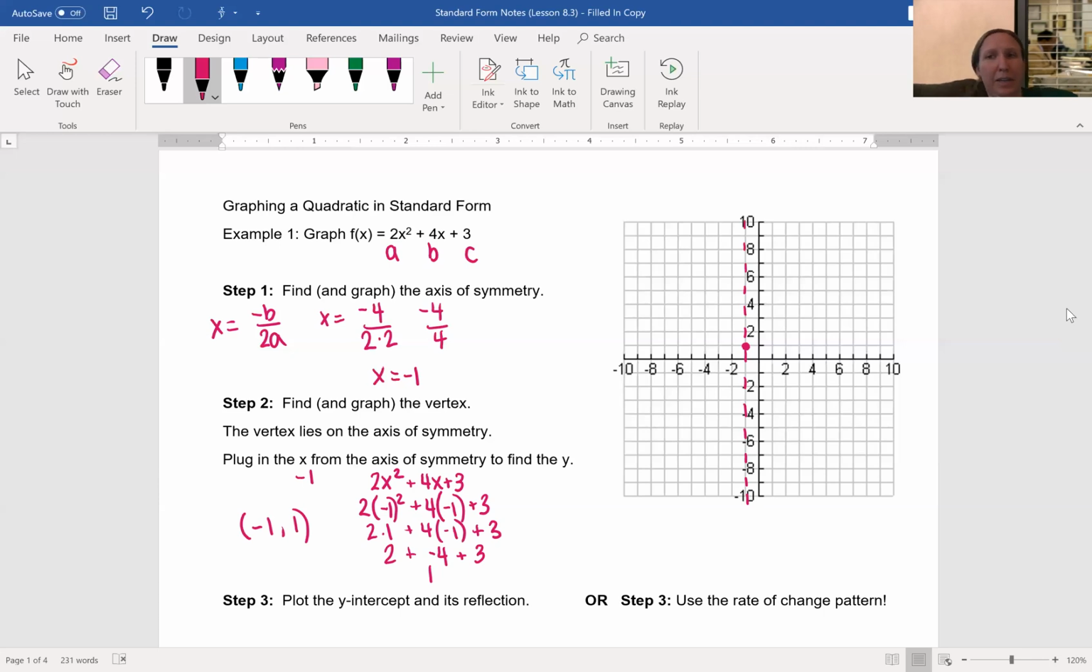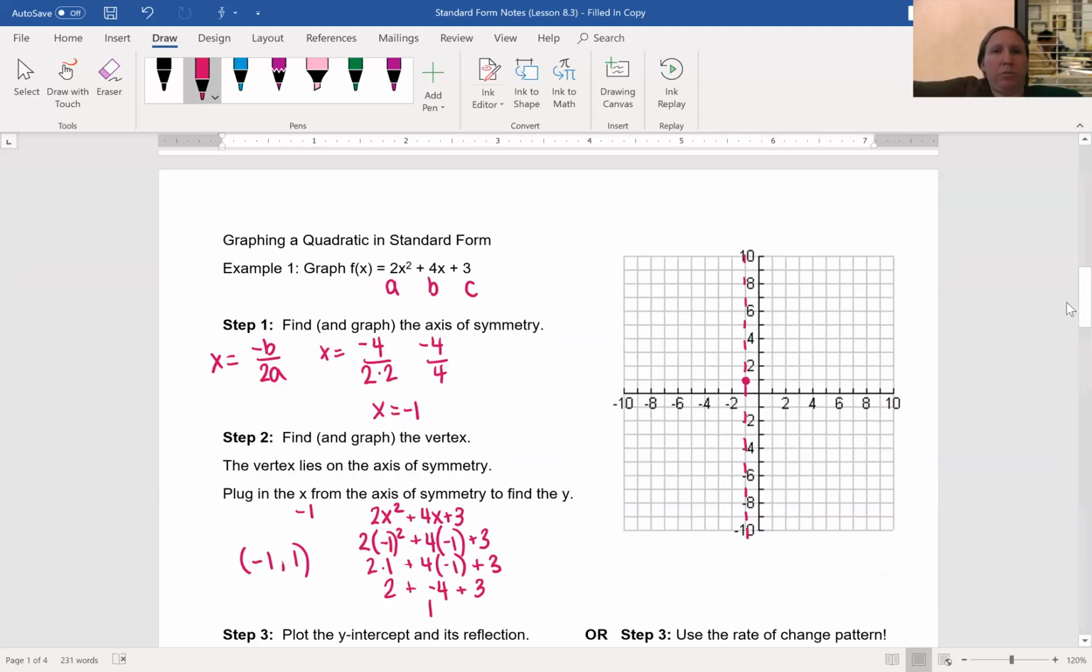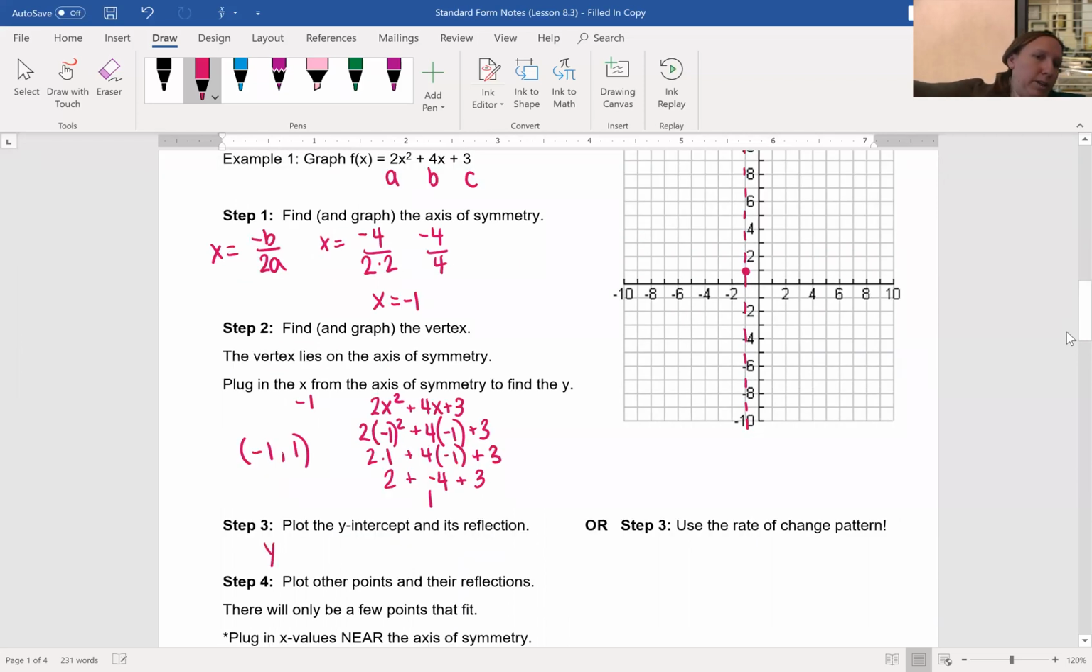Okay, the really nice thing about standard form is that we do quickly know what its y-intercept is. If our equation was 2x squared plus 4x plus 3, we just discovered on the first page that that c is the y-intercept. Because when x is 0, that's going to give you the y-intercept. So our y-intercept in this case is 3. So that's another good point that we can plug into our graph. And then we can also reflect it across the axis of symmetry. So not just 0, 3, but also -2, 3.